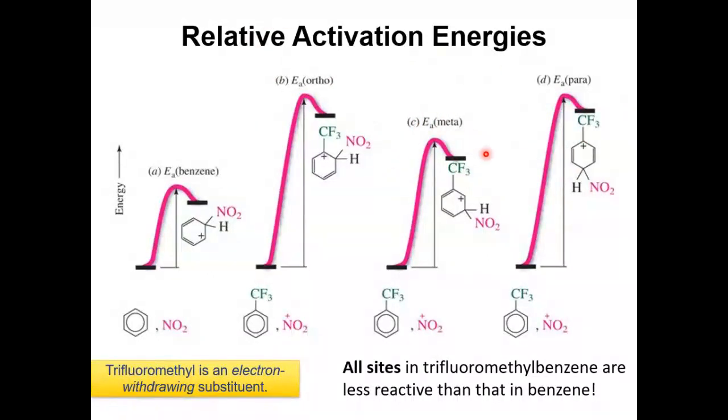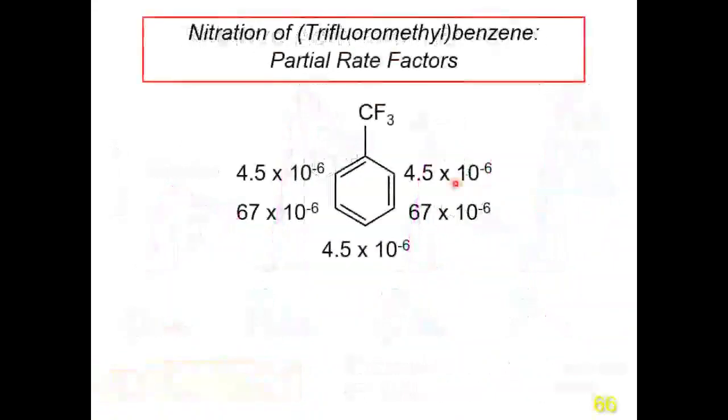So the meta sigma complex forms at the fastest rate. Therefore, the meta substitution product forms at the fastest rate, because sigma complex formation is rate limiting. The second step, elimination, is not rate limiting. Now, if you look at the partial rate factor, you will see that at all three sites the nitration rate is much slower than unsubstituted benzene, because unsubstituted benzene has a partial rate factor of 1. But out of the three sites, the meta one is more than 10 times faster than both ortho and para, because the meta sigma complex does not suffer such a huge destabilization.